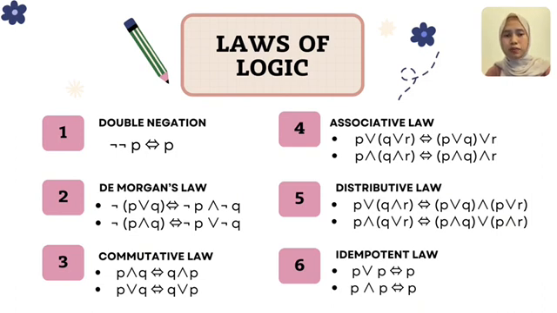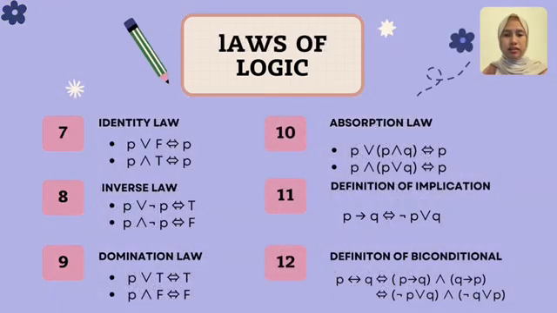P or P is equivalent to P. P and P is equivalent to P. Seven, identity law. P or false is equivalent to P. P and true is equivalent to P. Eight, inverse law. P or the negation of P is equivalent to true. P and the negation of P is equivalent to false.